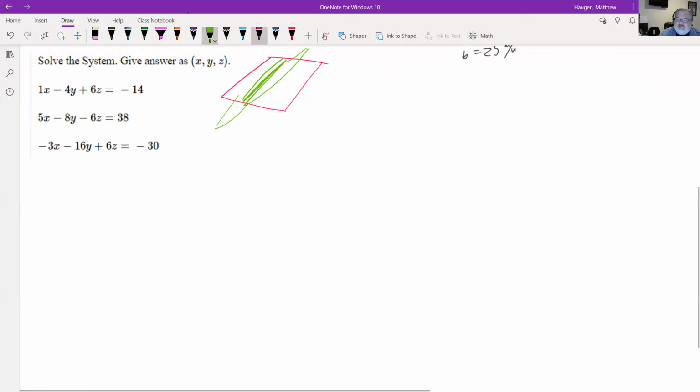And then the third plane would slice through there, and it would intersect those. The intersection between the line of intersection of the first 2 planes and the line of intersection of the other 2 planes, that point is the solution to the system.